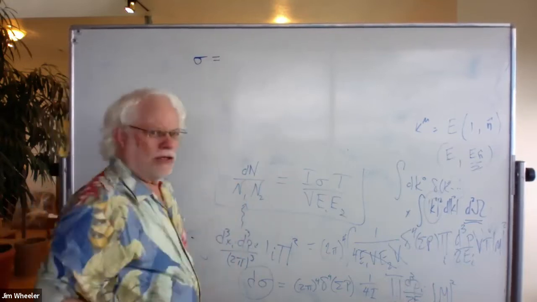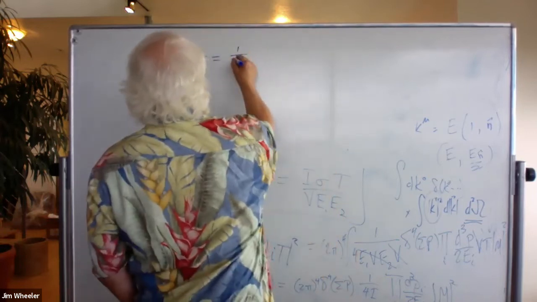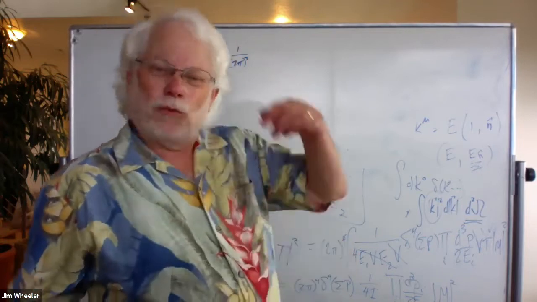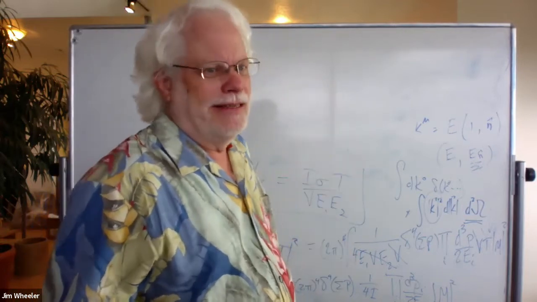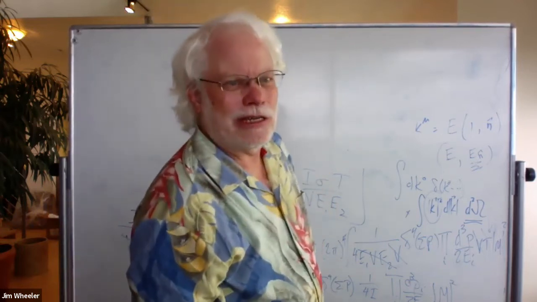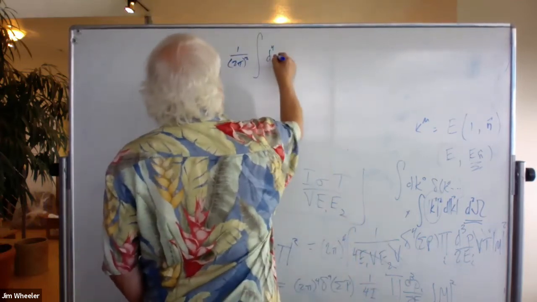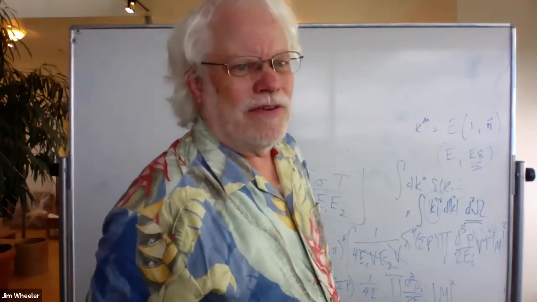Okay, so the total cross section, 1 over 2 pi squared, which isn't quite 4 pi because of the extra pi, but I'm not sure why that particular normalization came into this formula. But now we integrate over all of the final momenta.